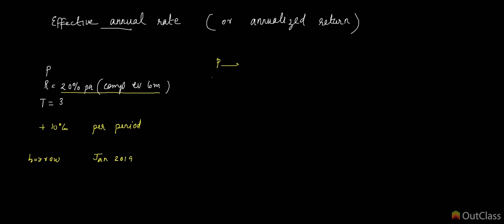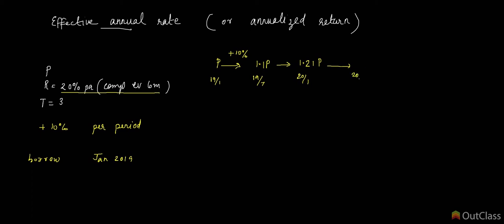My principal in Jan 2019, by 2019 July, would have become, 10% increase per period, so it would have become 1.1p. And then in 2020 Jan it would become 1.21p, because we are multiplying by the scaling factor of 1.1.